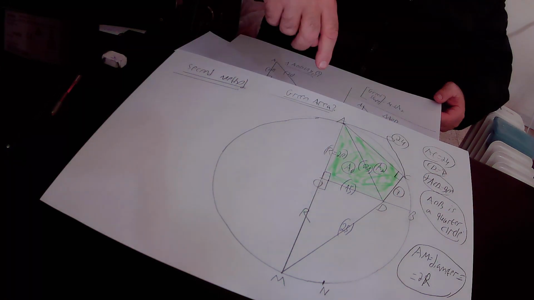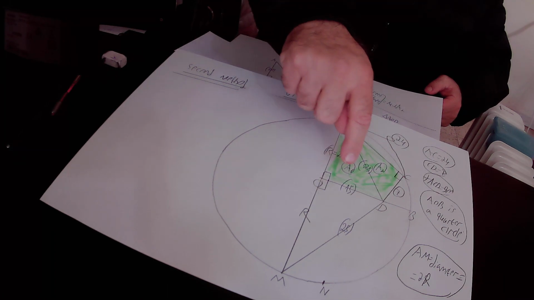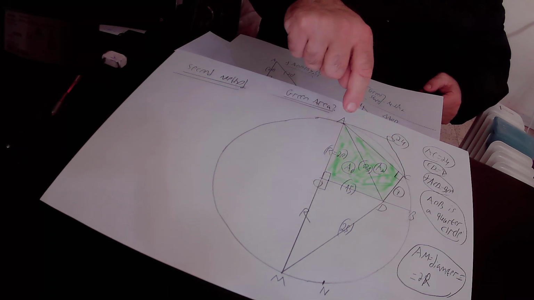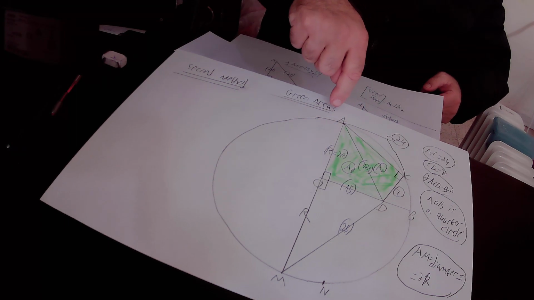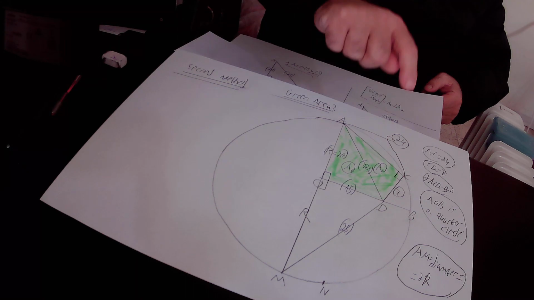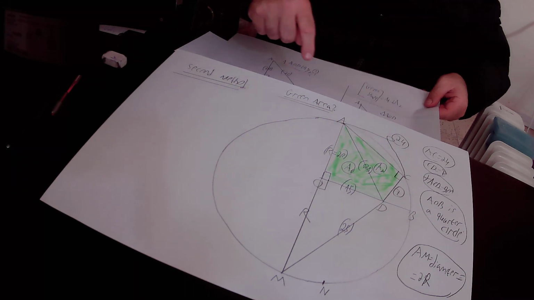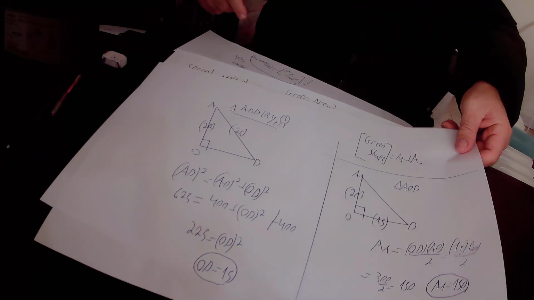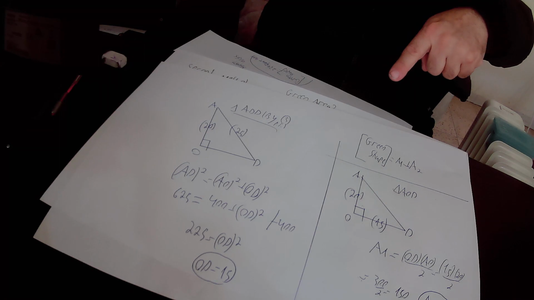Our mission is to find the area of the green shape. The area of the green shape equals the area of the right triangle AOD, which we defined as A1, plus the area of the right triangle ACD, which equals A2. So in total, the area of this green shape equals A1 plus A2. A1 is the area of the right triangle AOD.